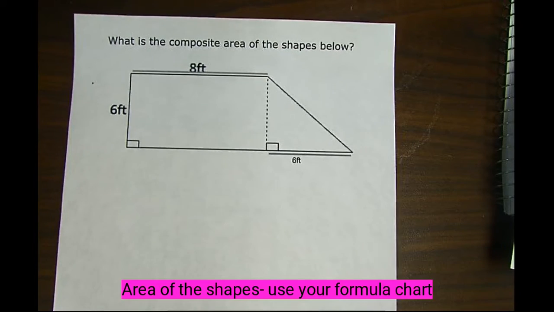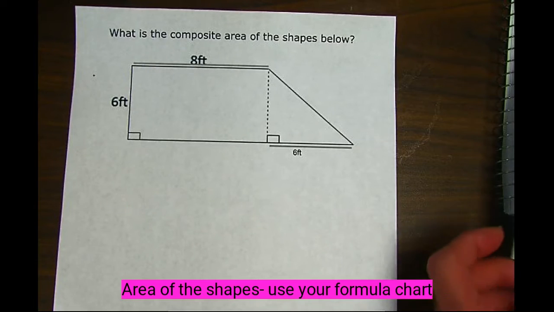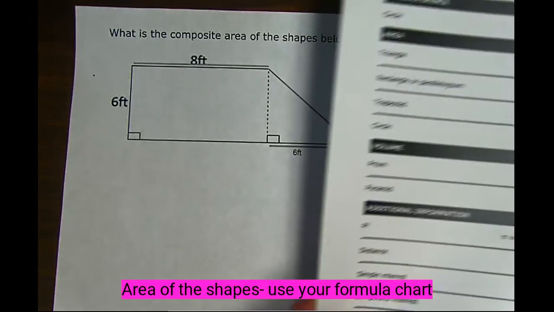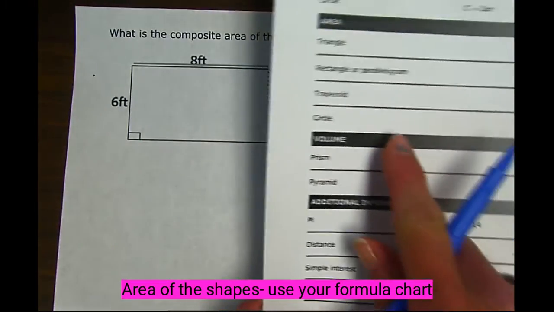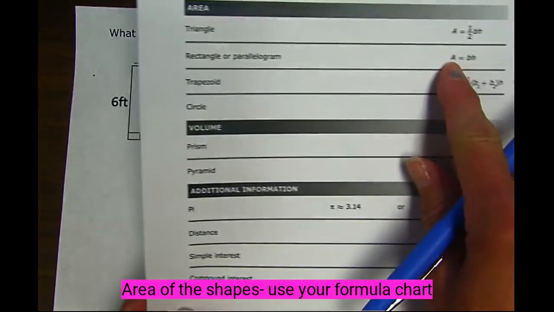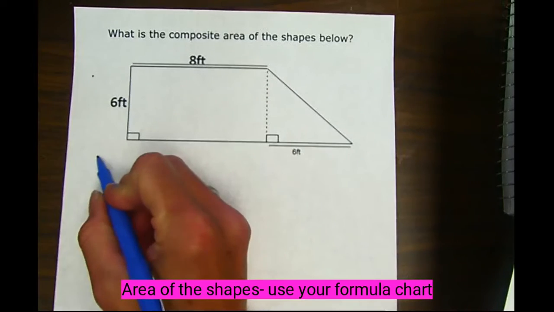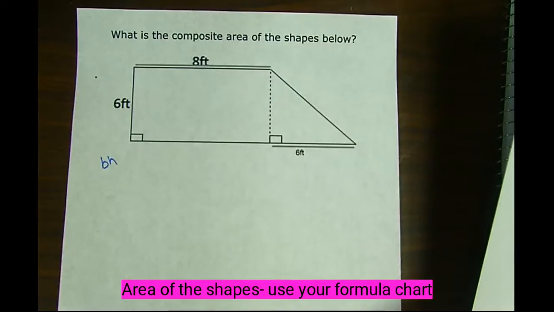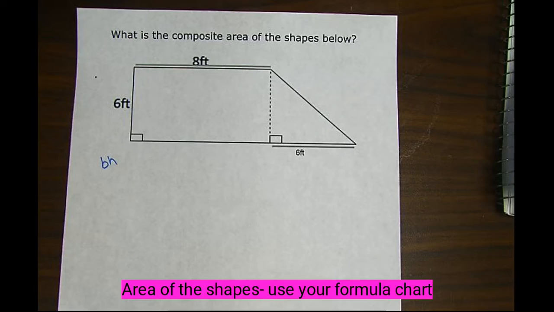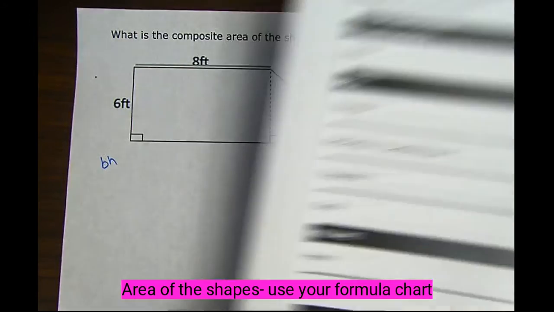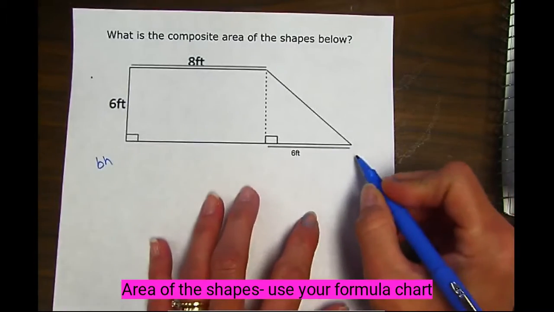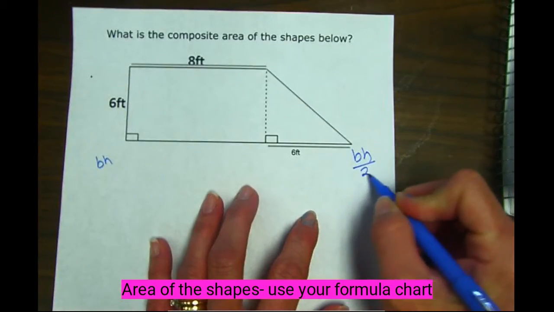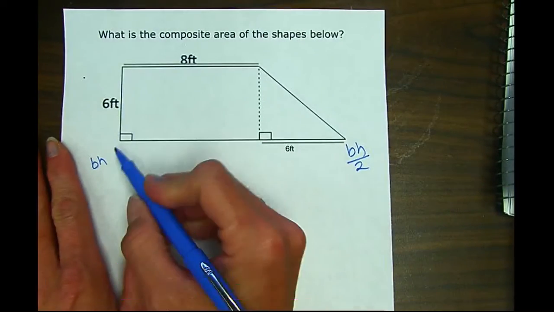Now we're going to do: what is the composite area of the shape below? So once again, we have shapes and areas. So let's go back over here. We have our star chart. We see we have a rectangle, so we go to rectangle. It's base times height. We see a triangle over here and a triangle over here. So we're going to look for our formula for triangle. It's 1/2 base times height. So I'm going to write that as base times height, and we're going to divide it by 2. When we do the rectangle, it's just base times height.